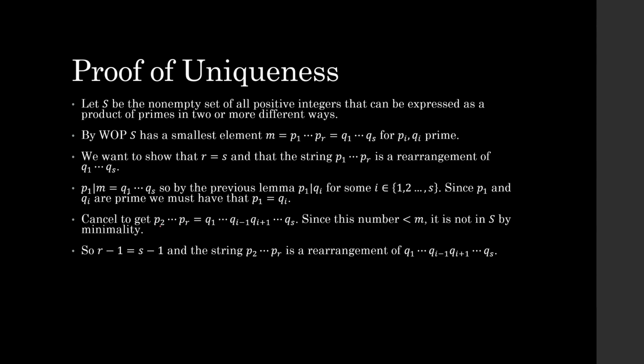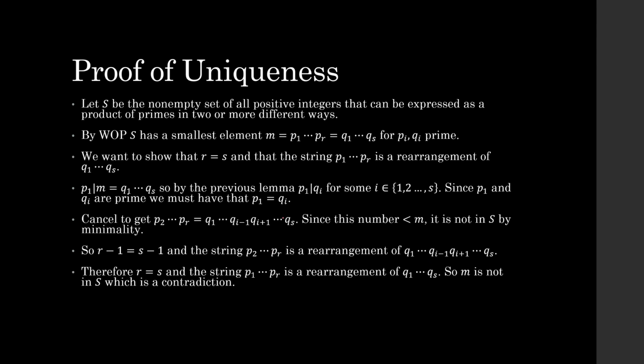And similarly, these products must be rearrangements of each other, which is why I'm saying here that the string P2 all the way to PR is a rearrangement of the string that we have here. And so now I can just add 1 to this equality to get R equals S. And I can just remultiply by P1 and by Qi, reintroducing them into the sequence, to get that these are rearrangements of each other. And so M then can't be in S because we've shown that these two products are actually equivalent. And so that means that we've got a contradiction, and so there is no such set S.